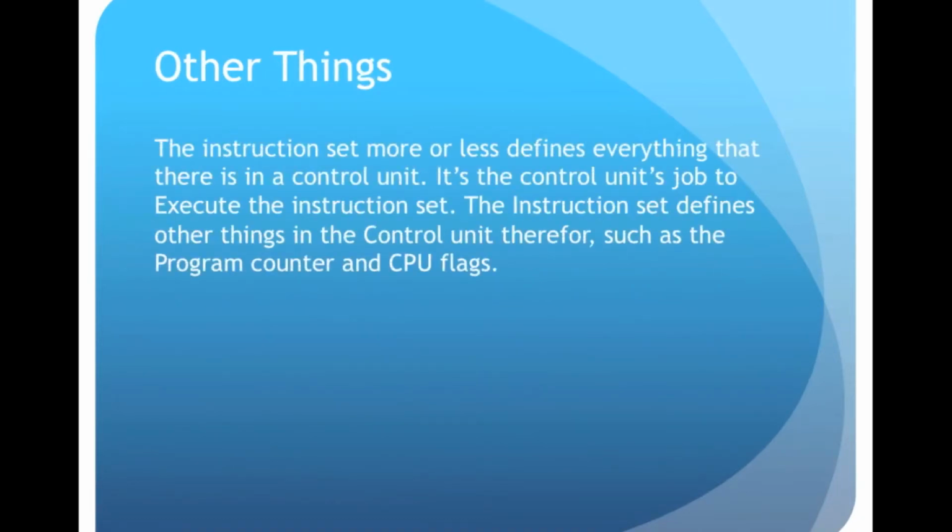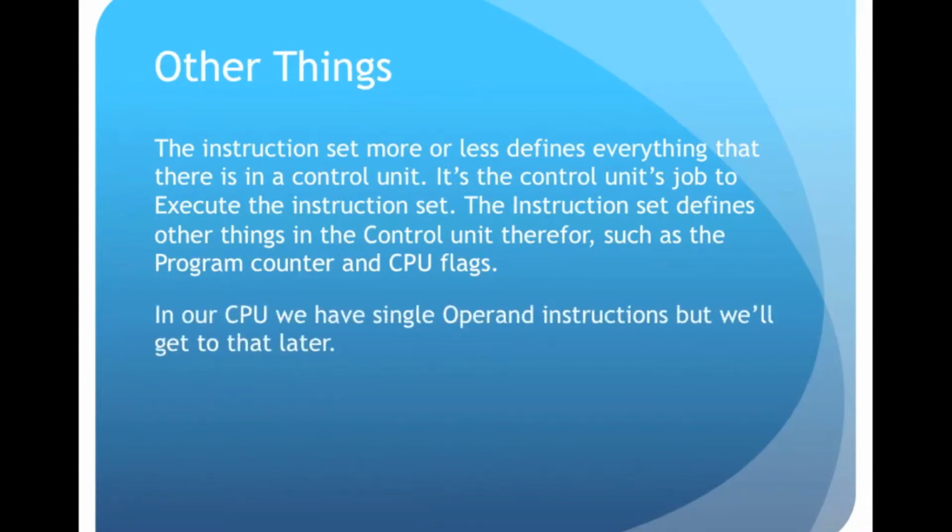So the instruction set is also capable of defining other special things that you can have in your CPU, or rather the control unit, because it's the control unit's job, and really the computer's job in general, to execute the instruction set. It basically defines stuff like the program counter and the CPU flags and a few other things, if you want to do special stuff like single operanded instructions, but we're going to get to that later. Once again, we need to discuss bit layout first.